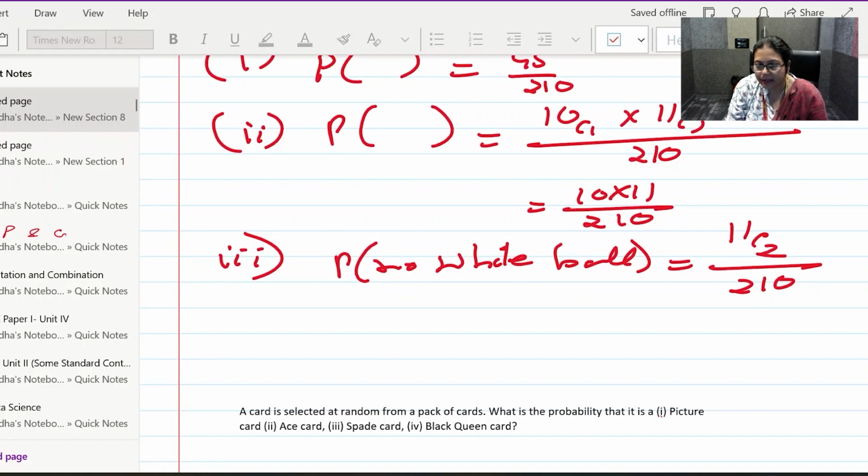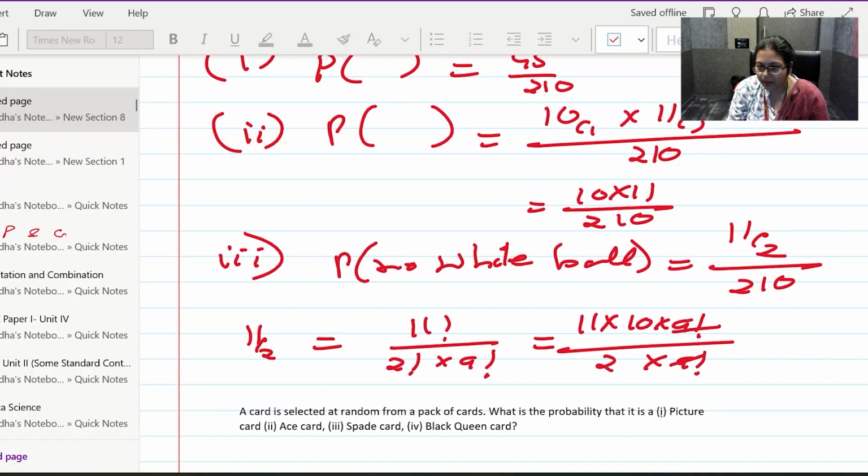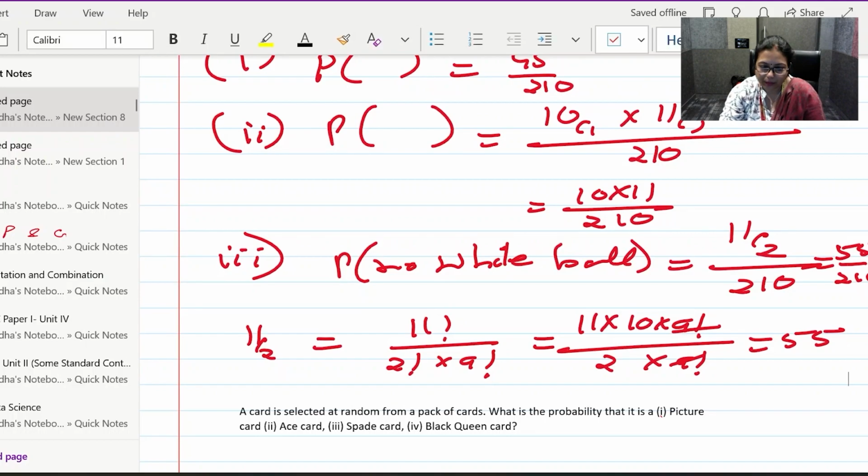So if I can simplify 11C2, okay, let us do that. 11C2 is 11 factorial upon 2 factorial into 9 factorial. So what I will get here, 11 into 10 into 9 factorial, 2 factorial is 2 and 9 factorial gets cancelled. Then I am getting the answer, it is equal to 55. So my answer will be here 55 divided by 210. Okay, so this is the case of probability of no white ball. Next problem.